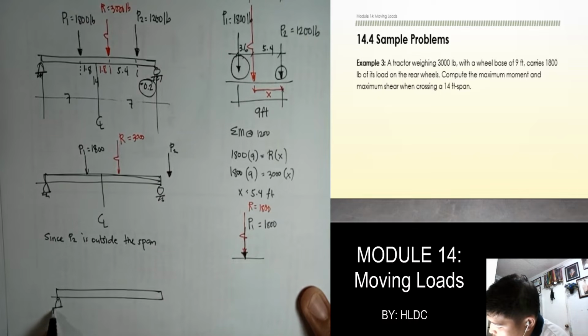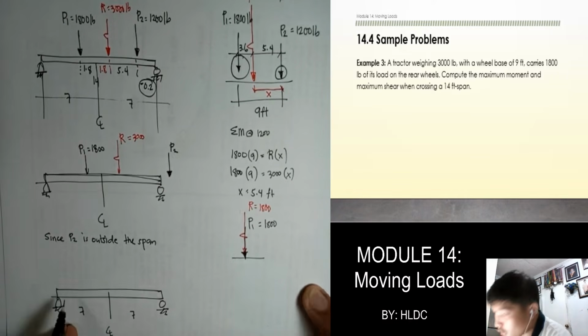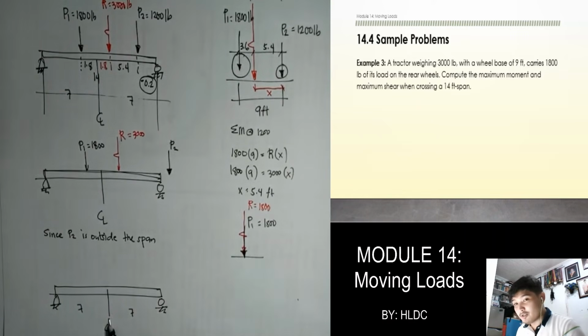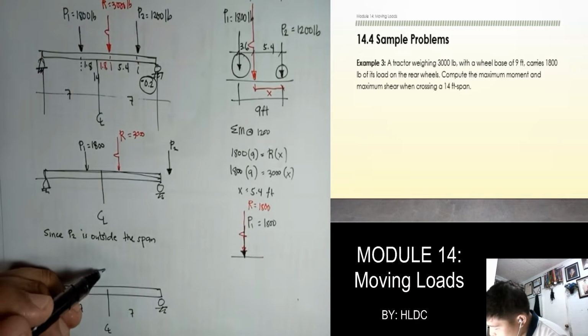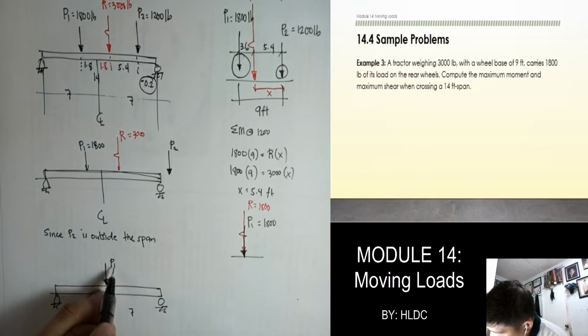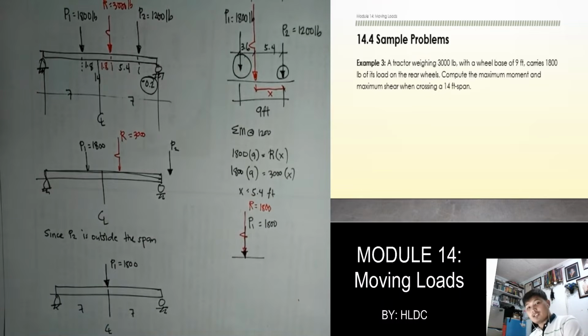So ito yung center line, which is 7, 7. So ilo-locate daw natin yung gitna nitong dalawa doon sa center line. Ayan, nilagay mo lang sa gitna yung load na P1, which is 1,800. Okay, so ayun na yung clue doon, class, ha.